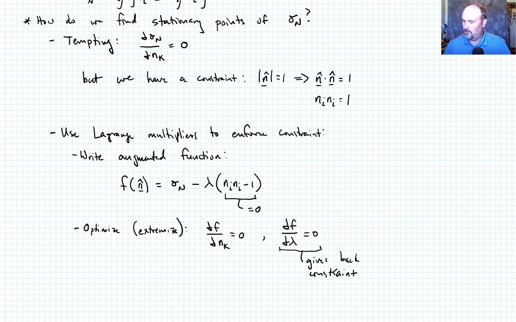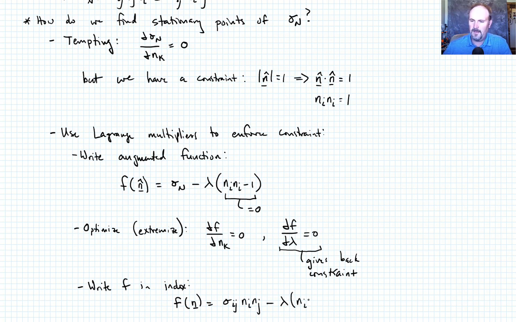Okay, so now we know what we want to optimize. Let's go ahead and write f in index notation to show that it's a little easier that way. So we'll say that f of n is going to be equal to sigma n, the normal, which we said was sigma ij ni nj, and then minus lambda times ni minus 1.